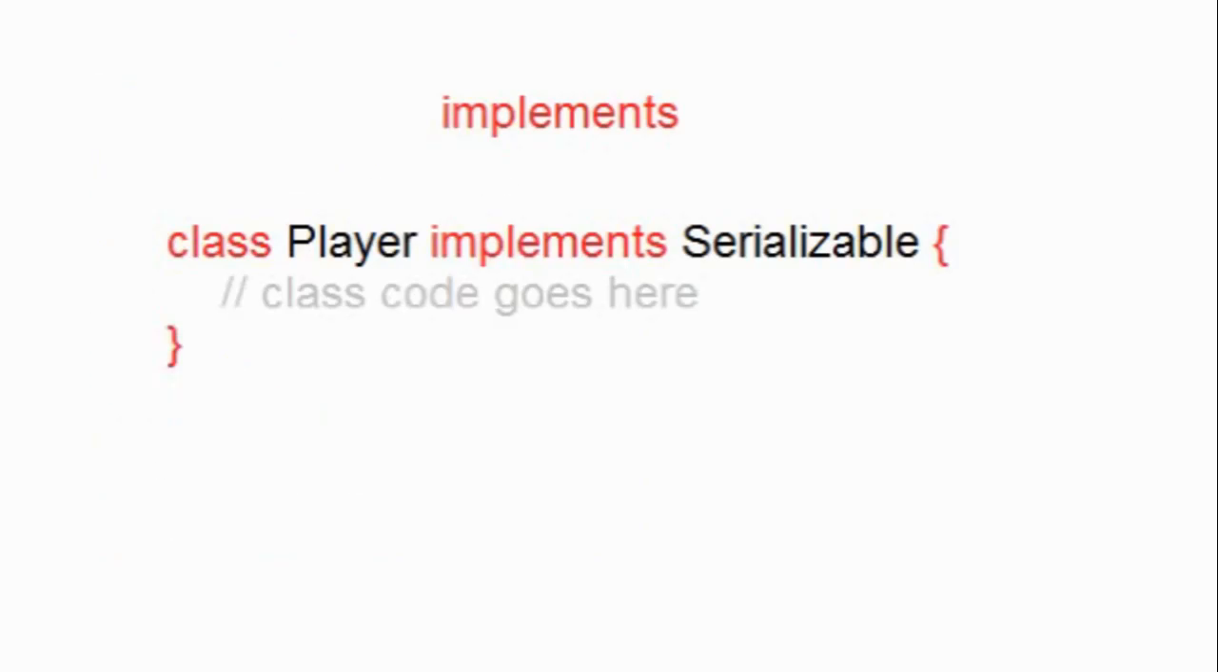So another keyword is implements. Implements is used when a class wants to implement the methods of an interface. So you begin by creating the class the normal way using the class keyword, then name of the class, then you follow it with the implements keyword. And then the implements keyword is followed by the name of the interface to be implemented. For instance, the serializable interface.